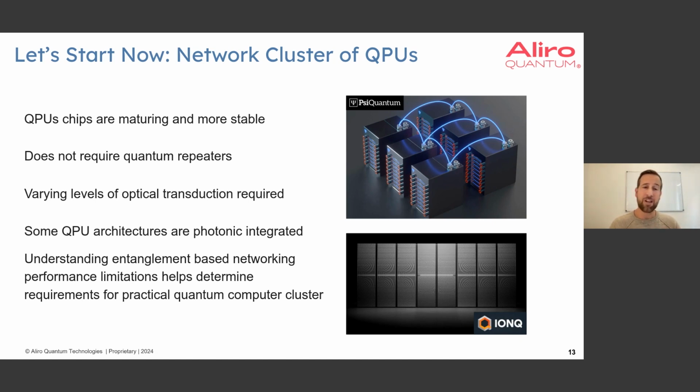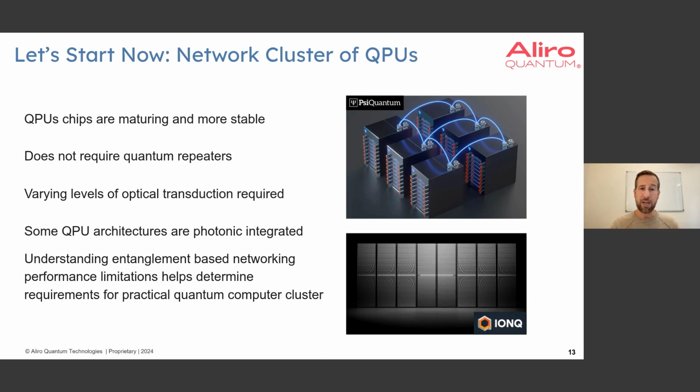There's varying levels of optical transduction required. We'll walk through some of the different types of that and the challenges. And fortunately, some of the QPU architectures today are photonically integrated. So superconductors will have more of a challenge with the transduction, but the optically interconnected ones will be a bit easier. And then finally, a really key point: why should we work on this now, networking these QPUs together?